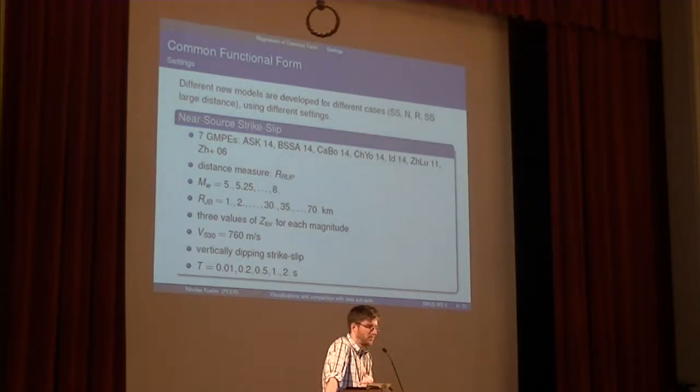So each of the 7 models gets evaluated at these magnitude and distance values. Then I have a large data set for each magnitude and distance, for each GMPE, and that synthetic data gets fitted to a common functional form. Is that? Yes, so I get that.